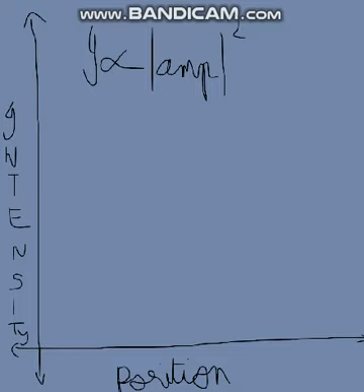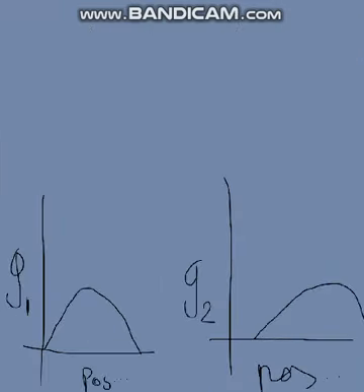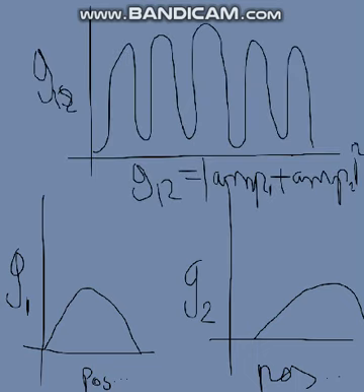Intensity is proportional to the square of the amplitude of the waves. For simplicity, we are ignoring the constant. We see such a pattern is called an interference pattern. If we just observe the pattern when the waves come from one hole at a time, we get two graphs like hills. The resulting intensity is the square of the sum of the amplitudes of the waves.